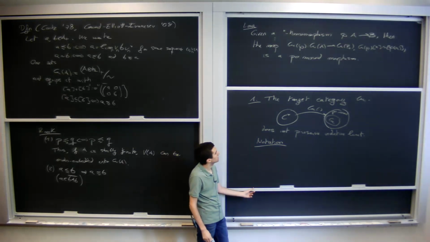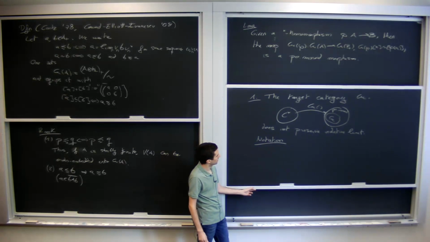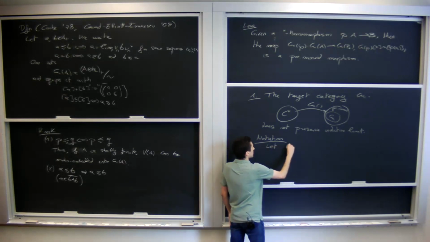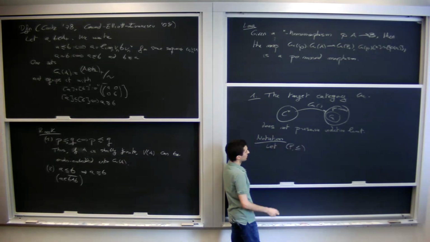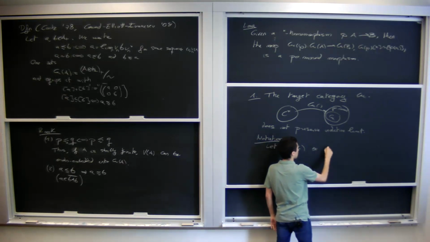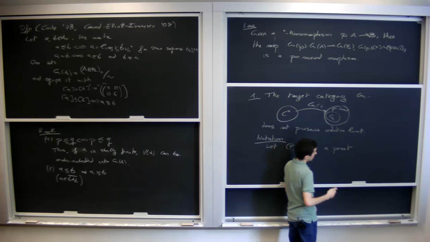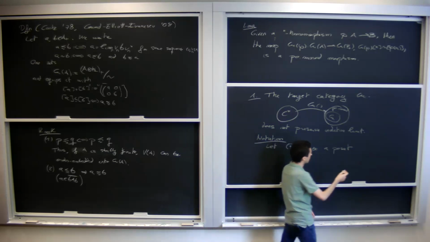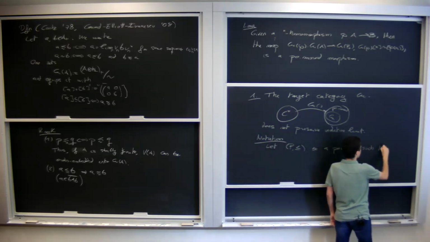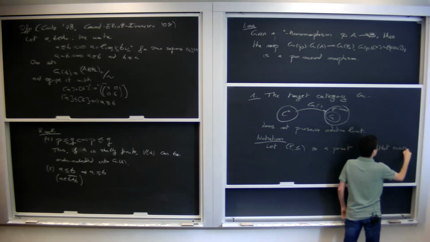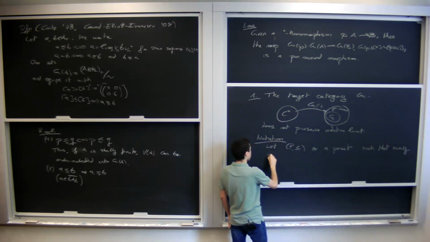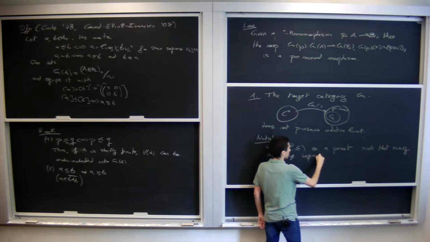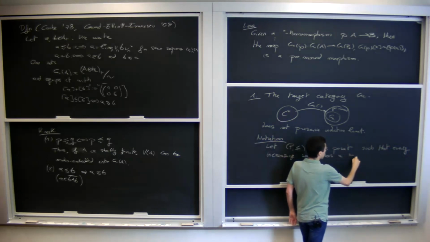Okay, so this is just to introduce the notation. The notation is taken from domain theory, and it's the following. So you take a poset and you assume that in this poset, every increasing sequence has a supremum. So let's take a poset such that every increasing sequence has a supremum.